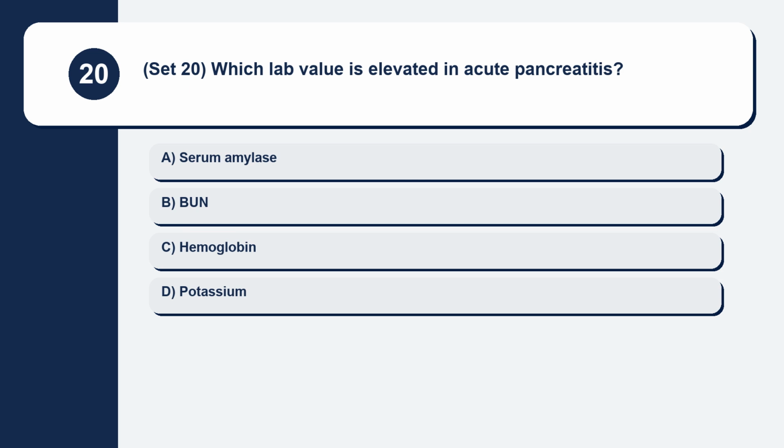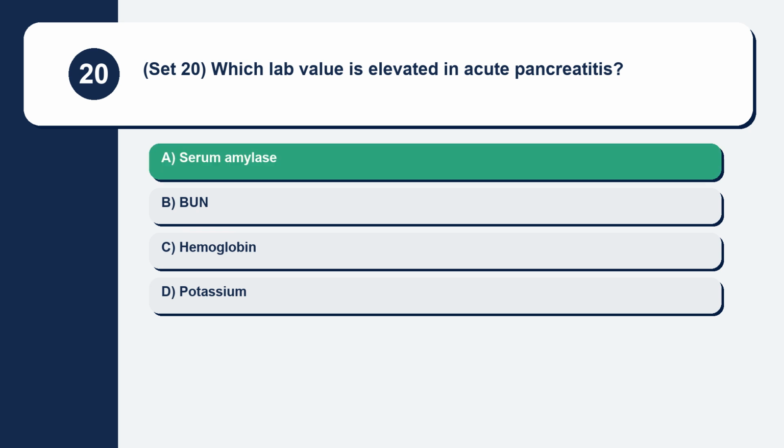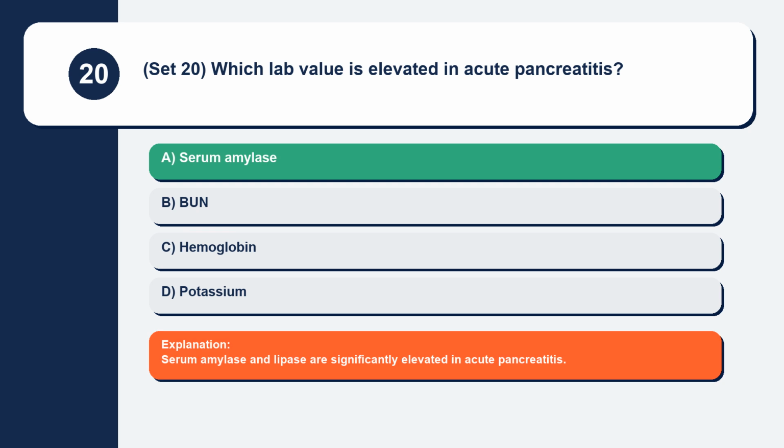Question 20, Set 20. Which lab value is elevated in acute pancreatitis? Serum amylase, BUN, hemoglobin, potassium. Serum amylase and lipase are significantly elevated in acute pancreatitis.